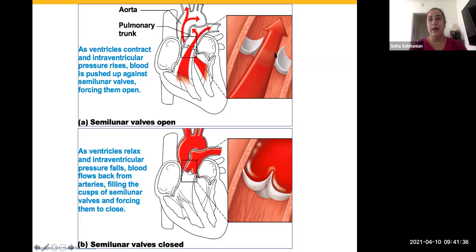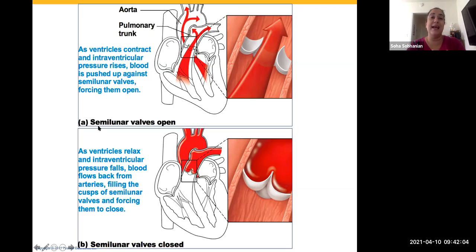When they are closed, as the blood is coming back down, these valves get filled with the blood and come together, creating these little cusps. Them coming together prevents the blood from backflowing.